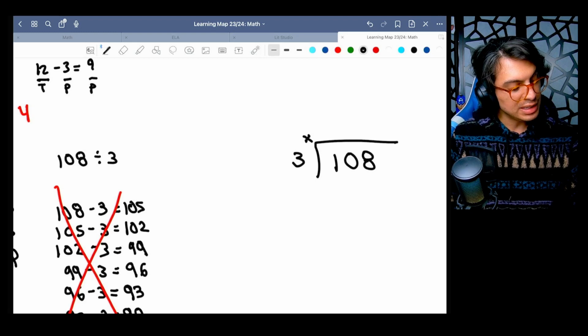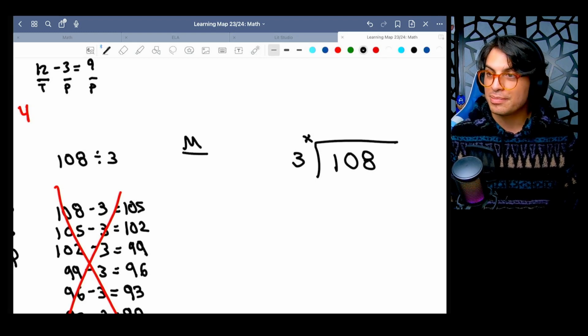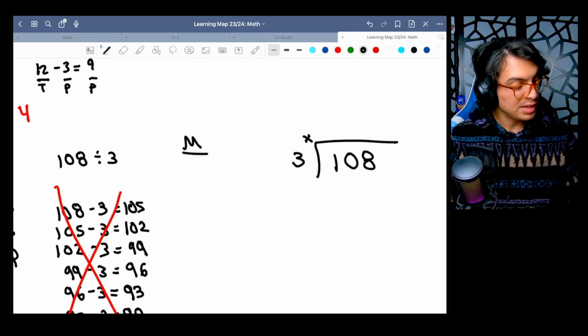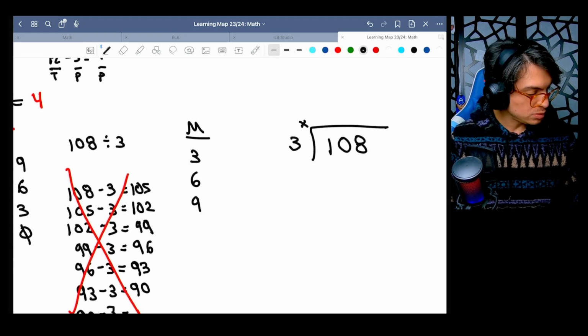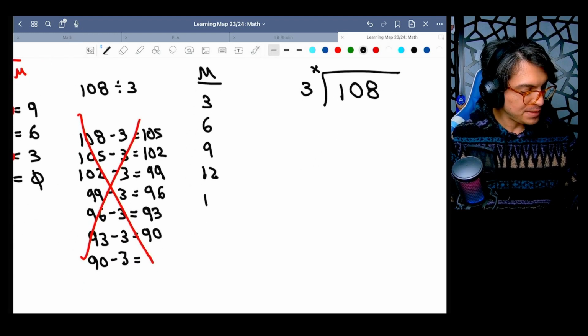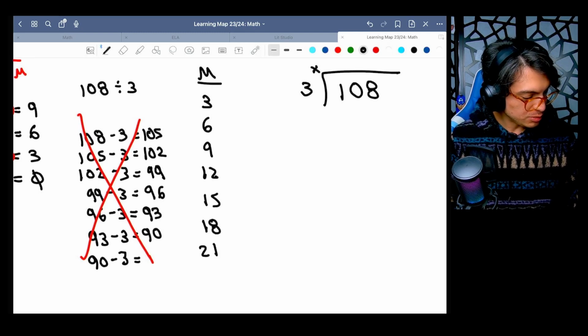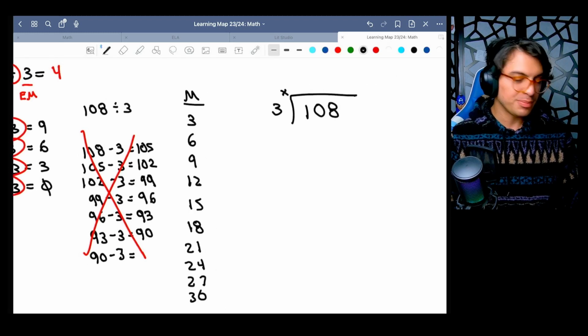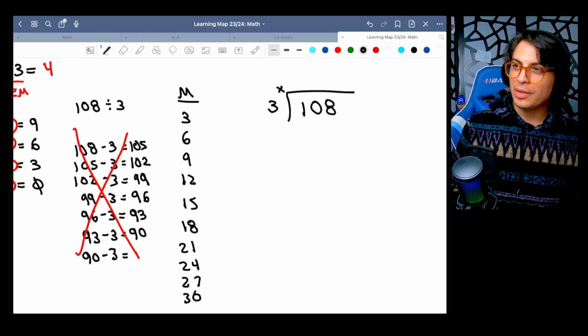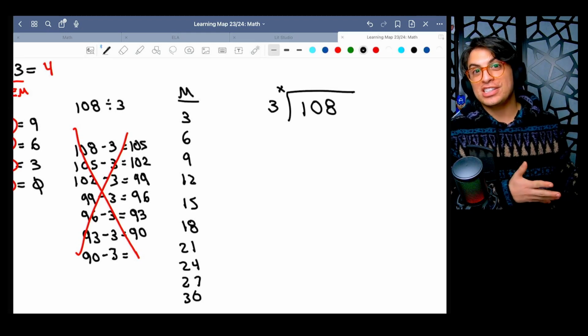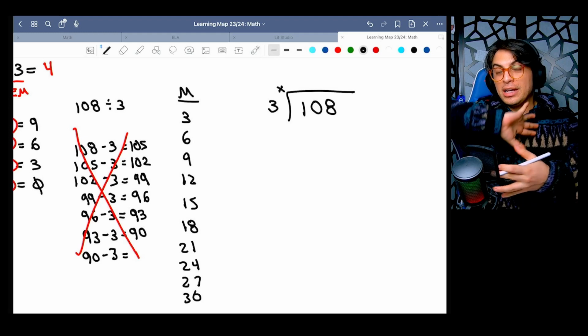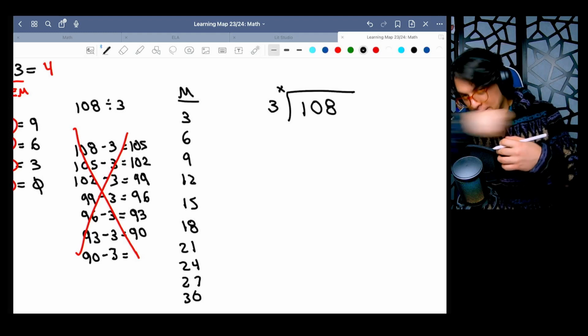Then we're going to need our multiple list. That's going to help us keep track. 3, 6, 9, 12, 15, 18, 21, 24, 27, 30. I'm going to stop right there. That's good. All right. Keep in mind, this is still division, so we're still going to be repeatedly subtracting.